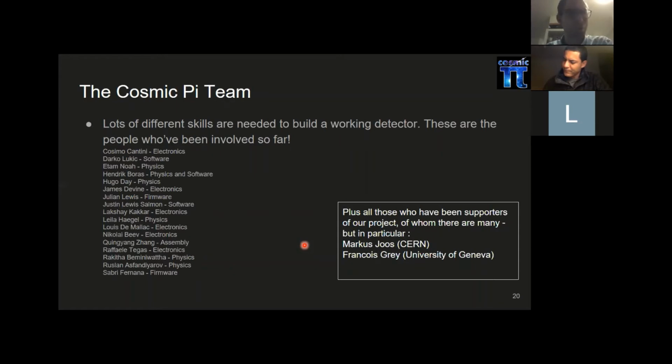It's been, as I said, quite a journey so far. You can see here the list of, I think, everyone who was in the team. Apologies if you were in the team and I've left you out. Hopefully that's not the case. And you can see also the range of different disciplines that we have: physics, software, firmware, electronics. It really takes a lot of people, a lot of knowledge to get to the stage where you have a detector that works.